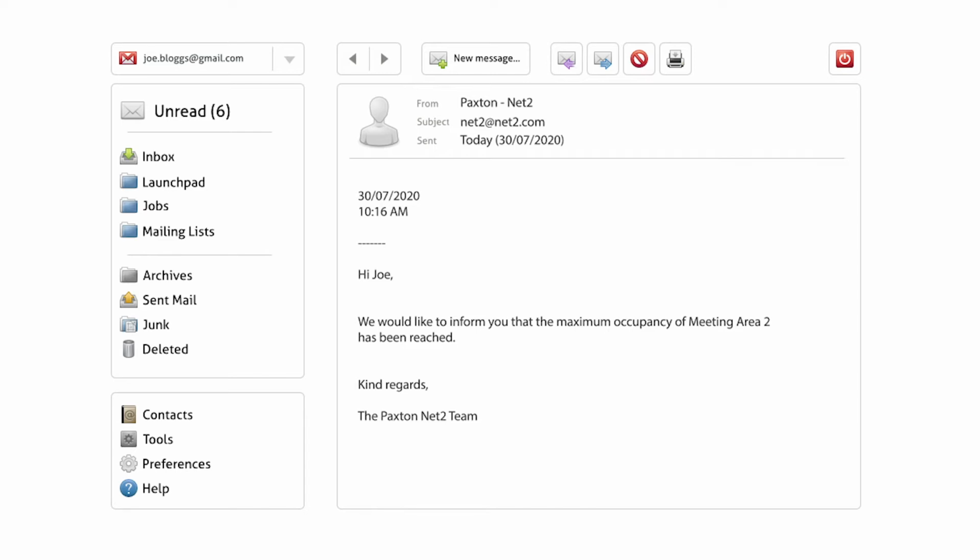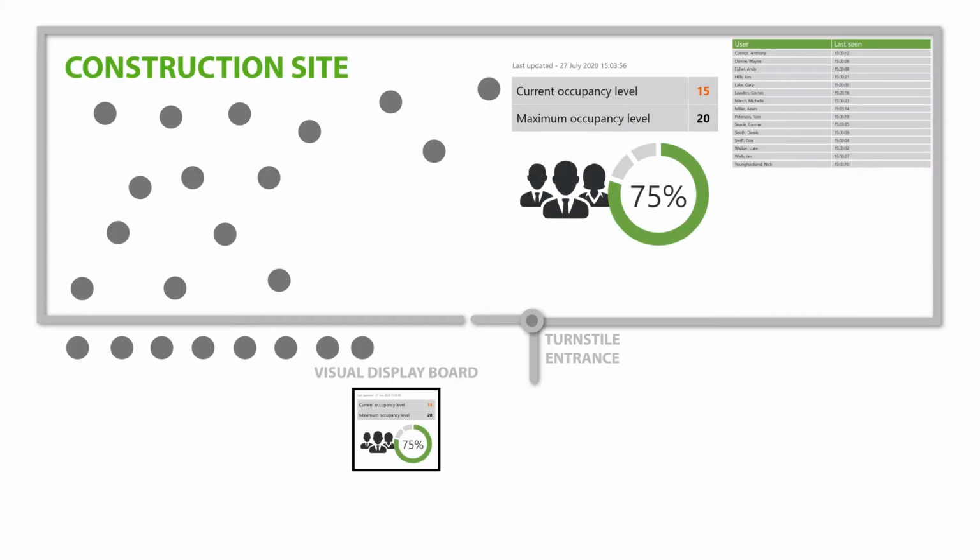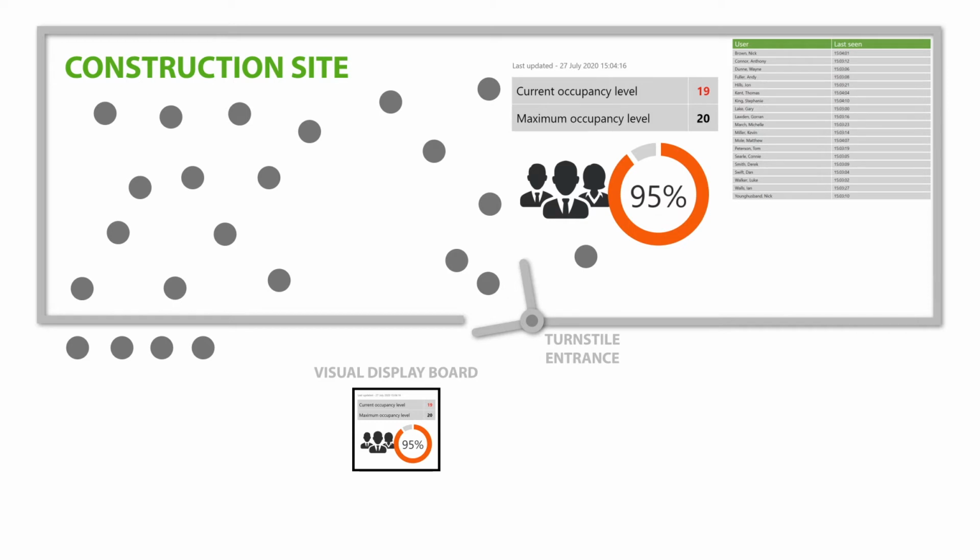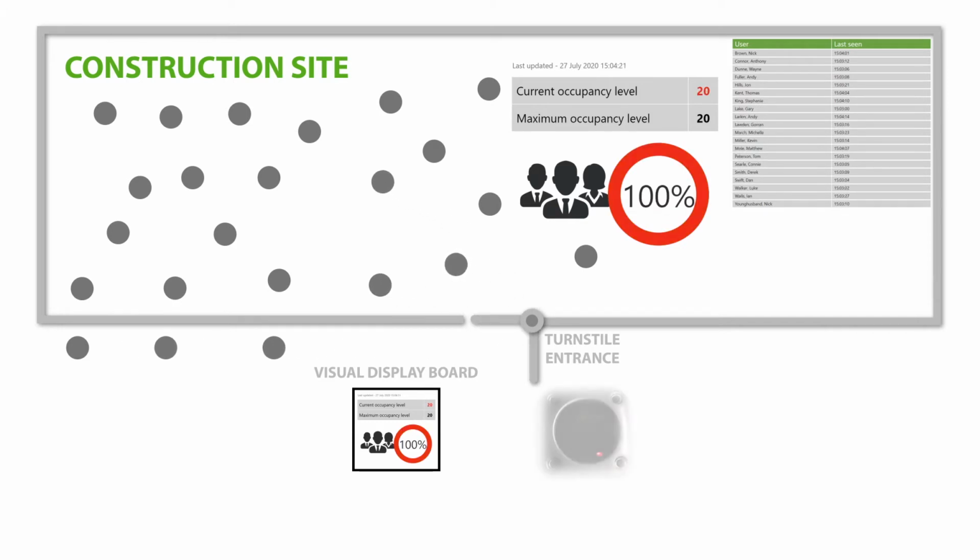The Occupancy Manager can be used in a variety of ways. Here we have a large open area where social distancing measures are in place and the maximum occupancy level is set at 20. Once the maximum occupancy level is reached, you will see the entry readers flashing red, indicating that maximum occupancy has been reached and that the next person will be denied access to the area.